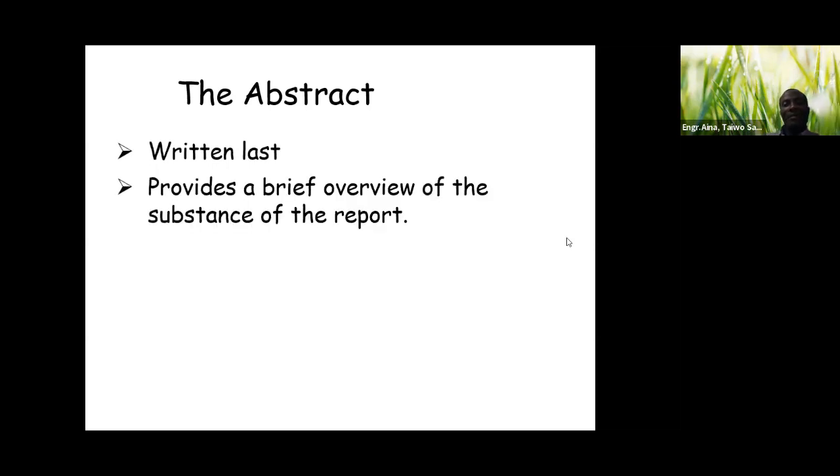What is an abstract? Then how do we write an abstract? Abstract should be the last thing in any report you are writing. It should be after you must have written your introduction, your literature review, every other thing. Your abstract must be written last. It provides a brief overview of the substance of the report. That is an abstract.